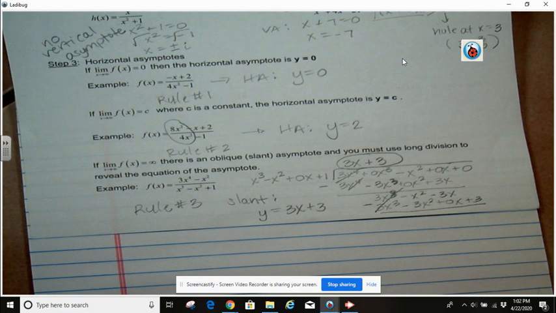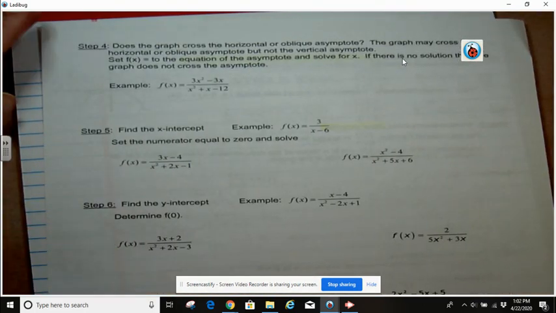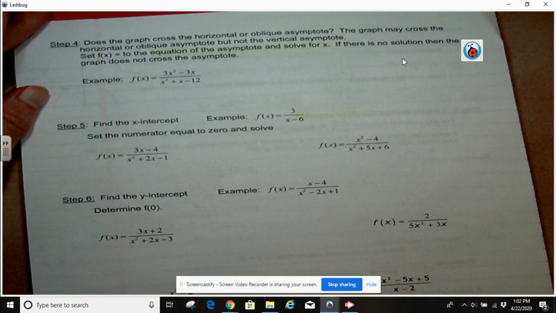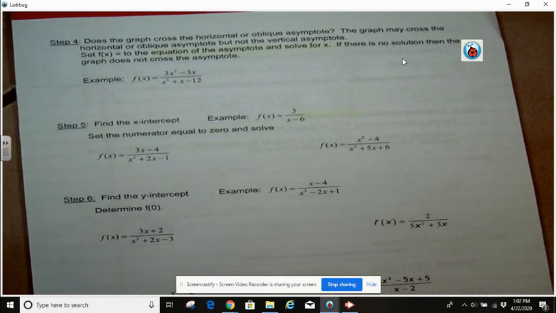So for step 3, that's where you're going to have the most work when it's a rule 3 limit to infinity. Now we're up to step 4. It is possible for a graph to cross a horizontal or slant asymptote. It is not possible for the graph to cross a vertical asymptote. Vertical asymptotes are undefined values of x that cause division by 0, so that's not possible. But a horizontal asymptote or a slant asymptote can be crossed.